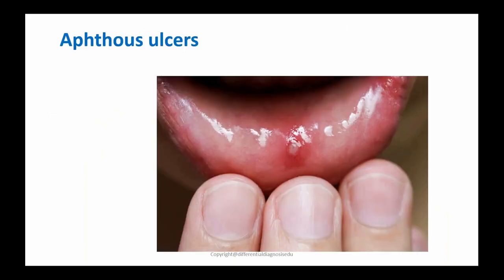Next is aphthous ulcer. It is also called canker sore. It's not uncommon, it's very common. Canker sores. So when you look at these lesions, patient will present with painful lesion, and it can be round and it can be oval. Round or oval ulcer, and you can see that it is covered by yellowish exudate.